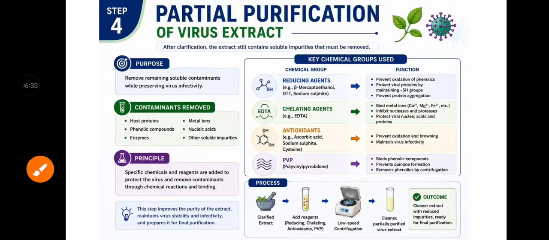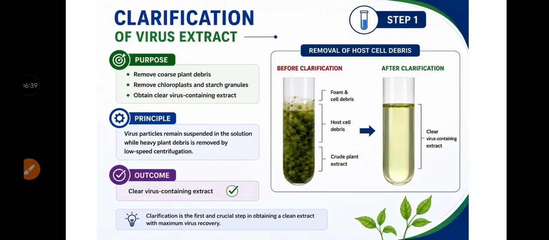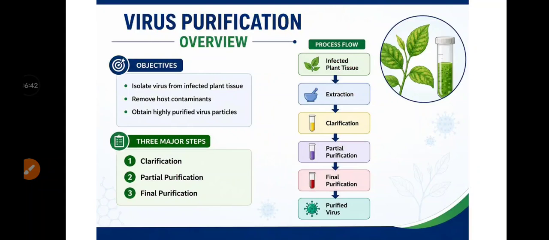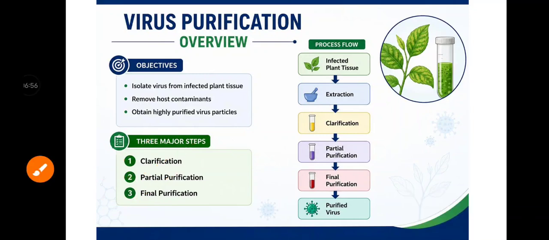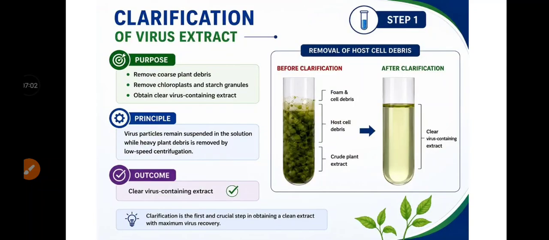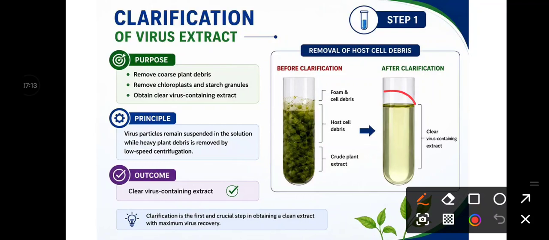Okay, next, the second step, that is partial purification. Here, three steps I have discussed, means I have told you there are three major steps in purification: the clarification, partial purification, and final purification. So clarification means we will remove the coarse plant debris or chlorophyll or starch granules. This major portion, that coarse material, we will remove by low speed centrifugation and using some organic solvents, and ultimately we will get the clear virus containing extract.